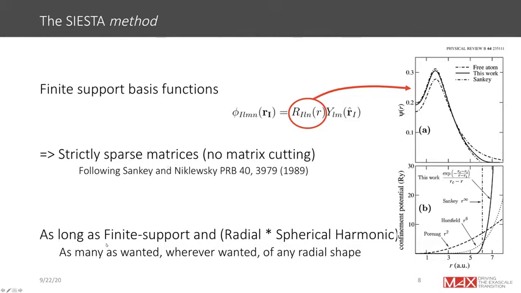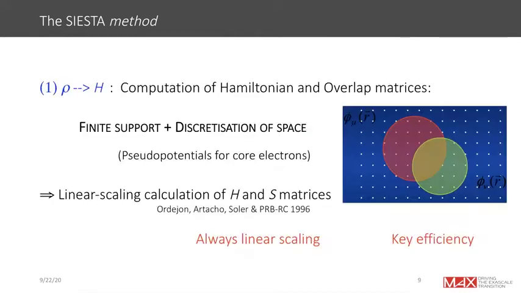And as long as, this is a key point in Siesta, as long as you have finite support basis functions with a radial times spherical harmonic shape, the rest is up to you, the user. You can put as many as you want, whatever you want, and of any radial shape you want. In this instance, I normally say that if you want to put the New York skyline as your radial shape, it is your problem. You can do it if you want to, and if it's good for your calculations.